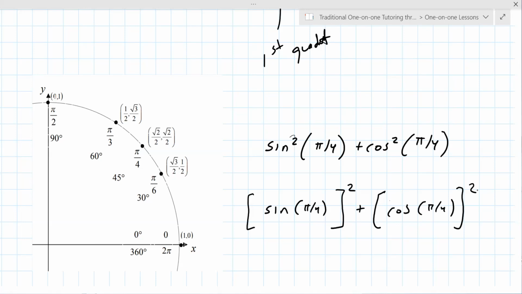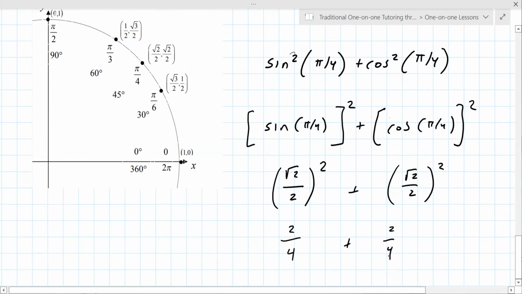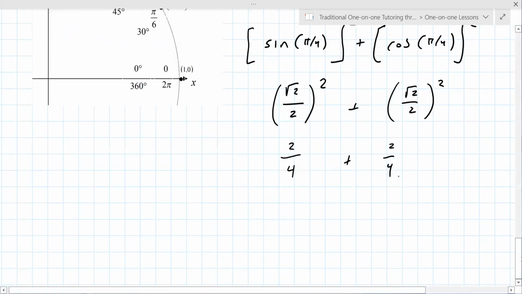How are you doing on this? I got 2 as my final answer. So sine of pi over 4 is square root of 2 over 2, and then we square it. When you square it, you square both the top and the bottom. The square on the top undoes the square root. On the bottom, it makes 4. And then cosine pi over 4 is also square root of 2 over 2. Squaring it, you get 2 over 4. Because the denominators are the same, you can just add the numerators. It becomes 4 over 4, which equals 1. Okay.